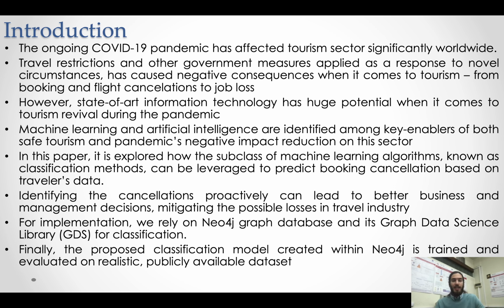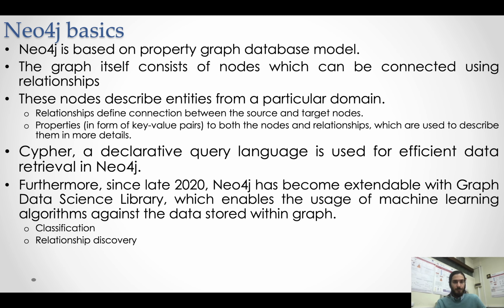In this paper, I explore how the subclass of machine learning algorithms belonging to classification methods can be leveraged in order to predict proactively whether a booking will be cancelled or not. For implementation, I rely on Neo4j's graph database and graph data science library, and finally, I evaluate the proposed model on a publicly available open dataset from Kaggle.